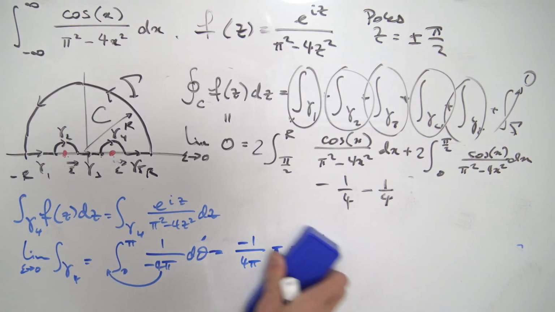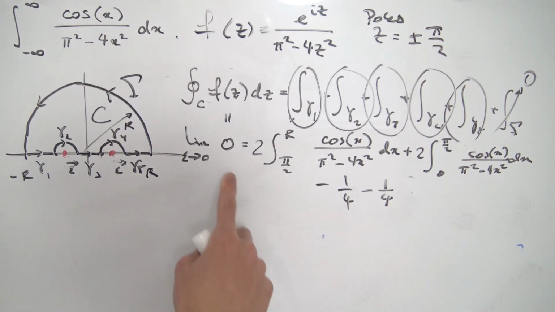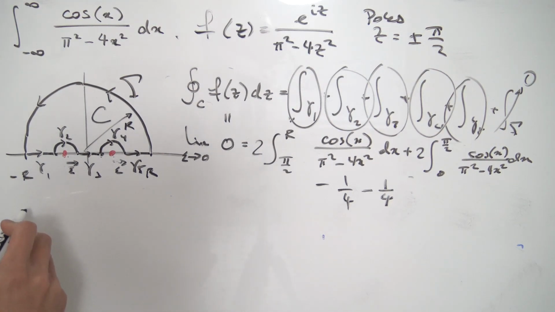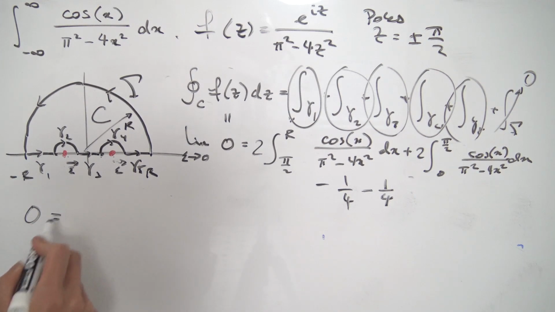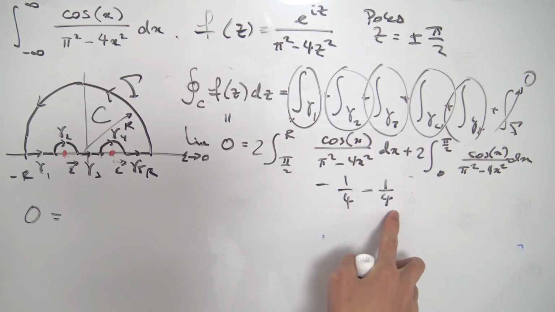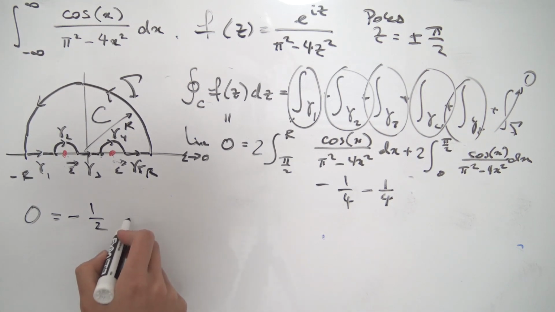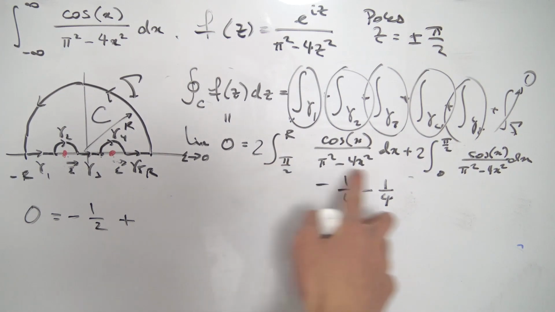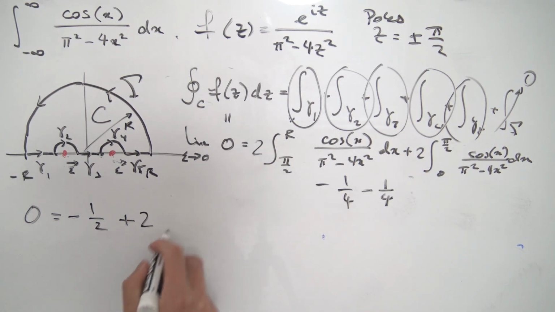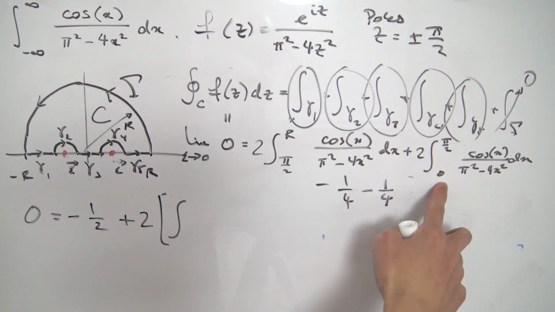Alright, so what are we left with right here? We're left with this expression right here. It looks a little bit messy, but essentially what we have is that 0 is equal to, I'm going to write these first right here. So 0 is equal to minus 1/2, because a quarter minus a quarter is minus a half. Plus, I'm going to factor out a 2 right here. So plus a 2. Then we have the integral. I'm going to write this integral first.